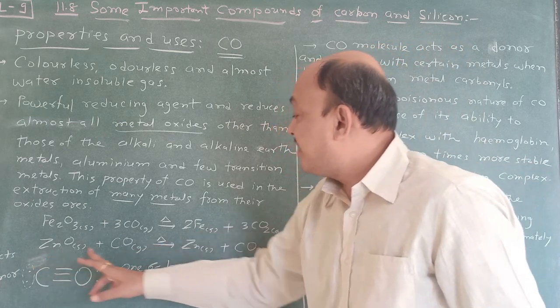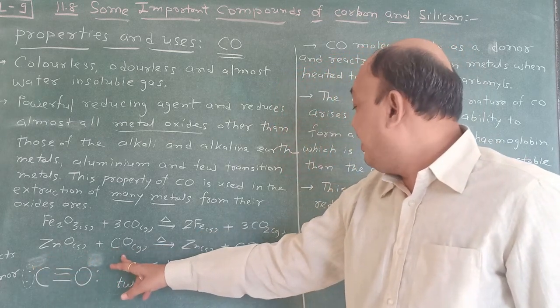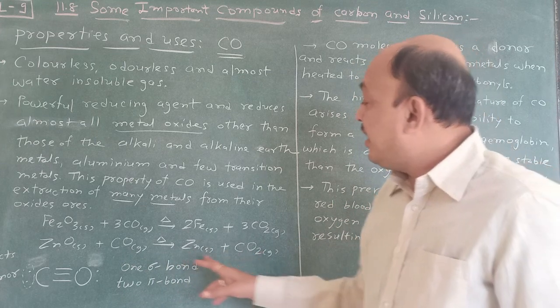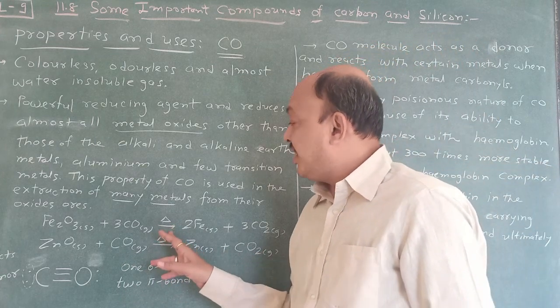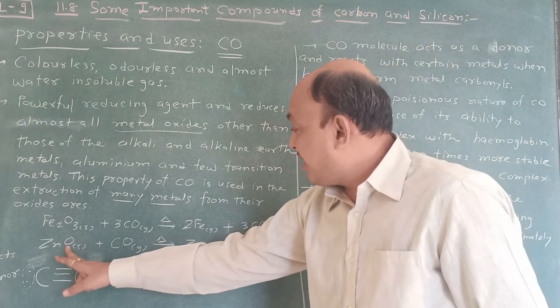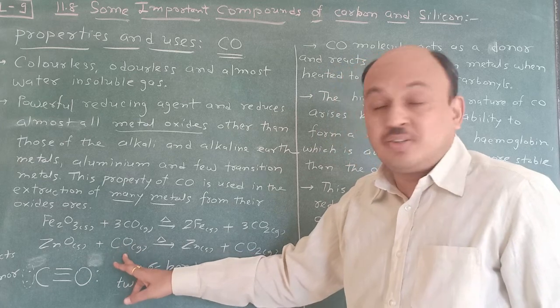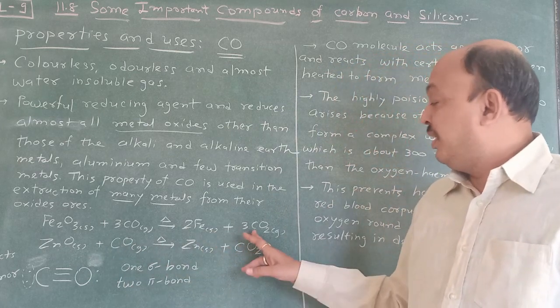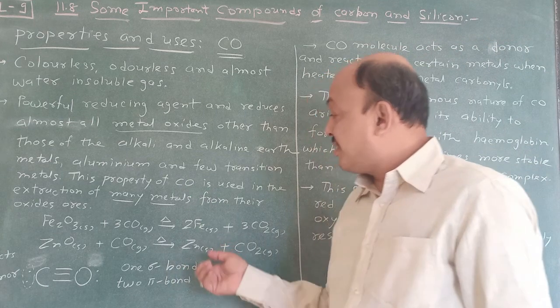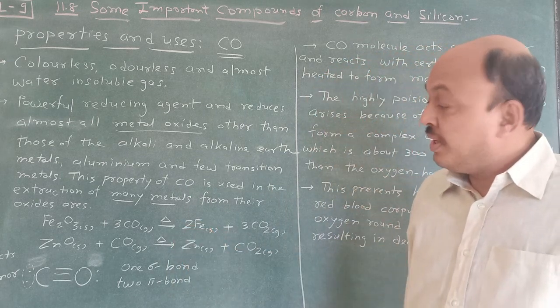Here zinc oxide is there. It reacts with carbon monoxide and gives zinc and carbon dioxide. So here a reduction reaction takes place, and due to that, from the oxide, CO reacts and produces CO2. Here also CO2. So that you will do later on. Don't bother about this. It's a very easy example.